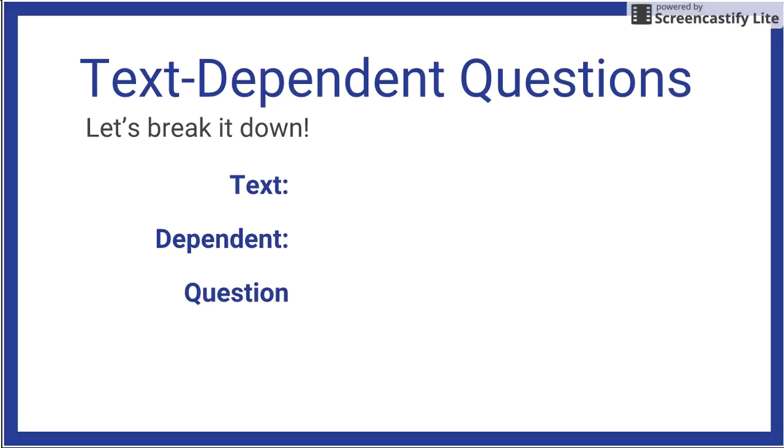I'd love you to pause right now and answer what a text is and what it means for something to be dependent. Make sure you hit pause while you're working. When you're done, hit play. Okay, great. So at this point, you should have written down what you think a text is and what you think it means for something to be dependent.